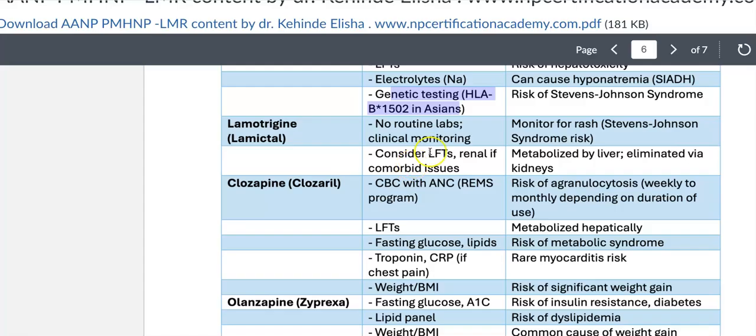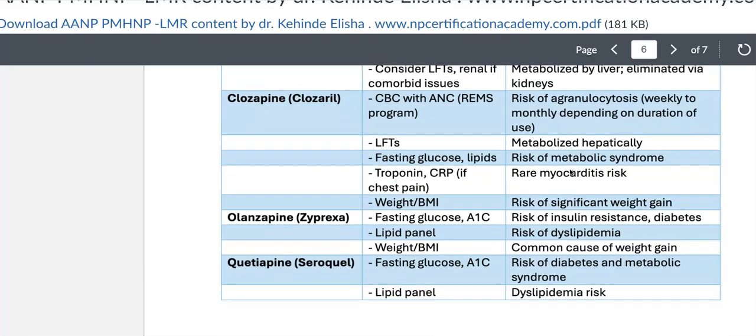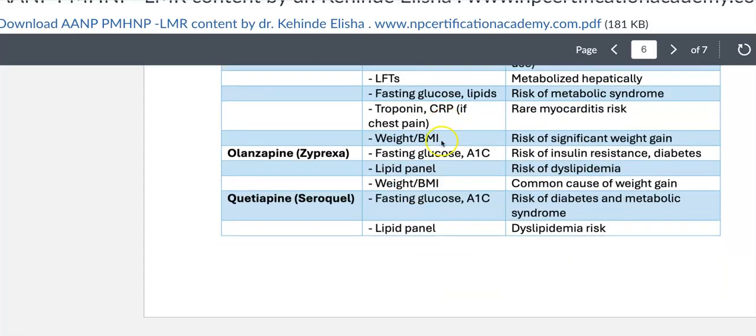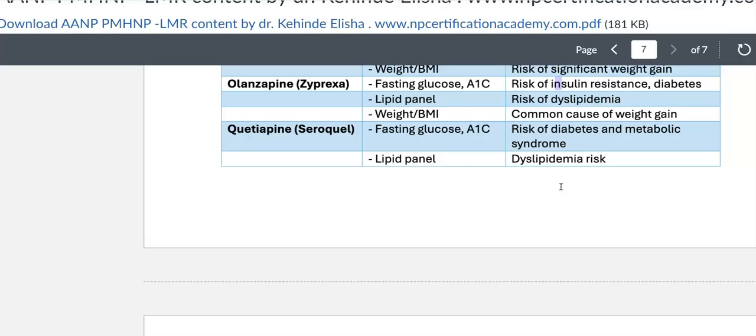Lamotrigine, there are no routine labs. We still have to monitor for rash though, because it can cause Stevens-Johnson rash too in the general population. Clozapine, we monitor CBC with ANC level. Olanzapine, obesity, so we're checking fasting glucose, hemoglobin A1C, lipid panel, weight or BMI. There's risk for insulin resistance, diabetes, risk for dyslipidemia. Common cause of weight gain is olanzapine.